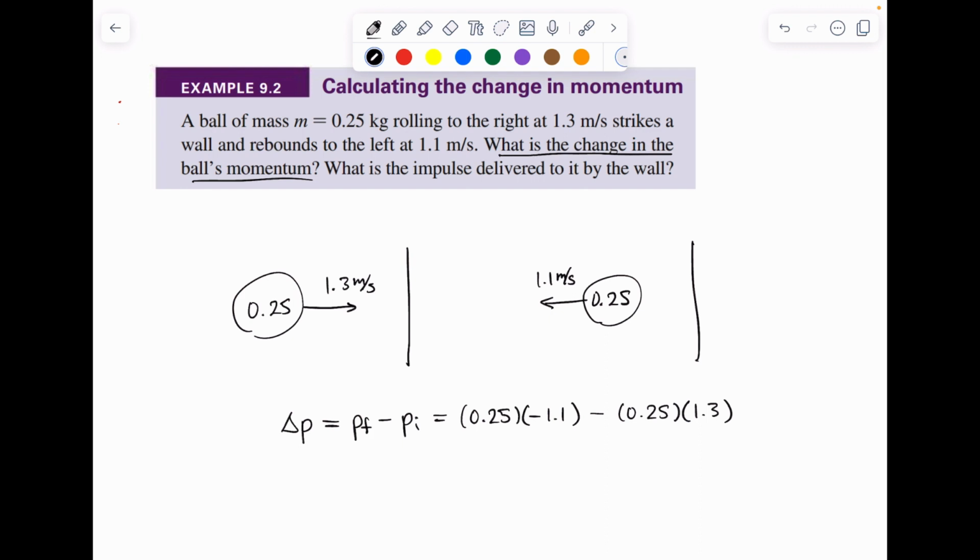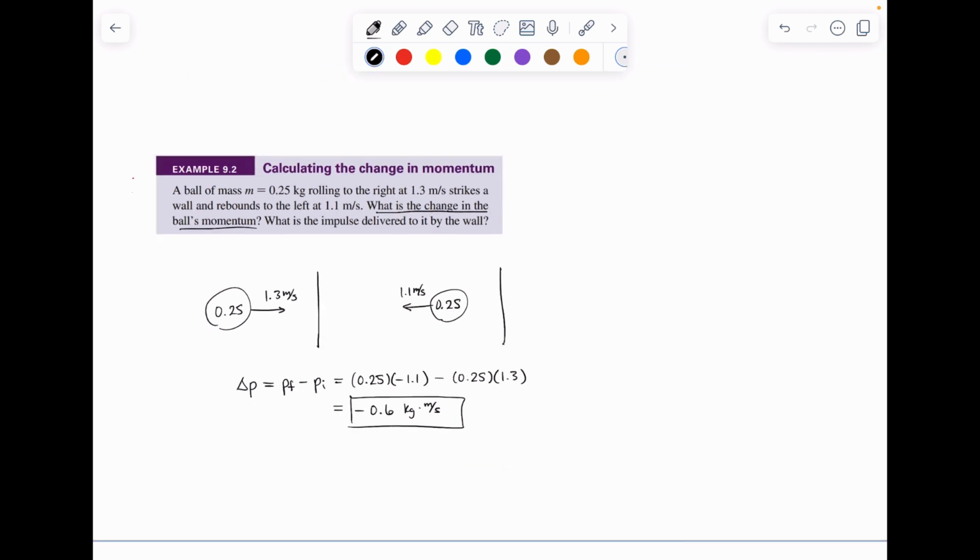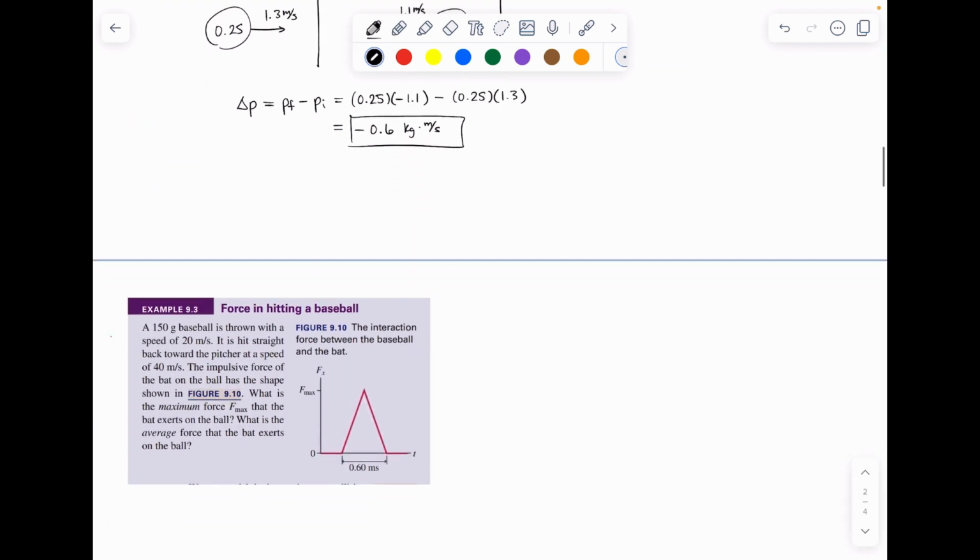Let's just put it into the calculator. Negative 1.1 minus 0.25 times 1.3. It is giving me negative 6e to the negative 1, so that's negative 0.6. And the units would be kilograms times meters per second. Do not forget your units. Okay, that's a pretty quick one.